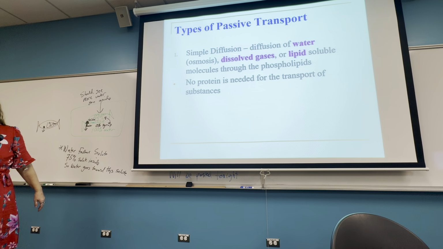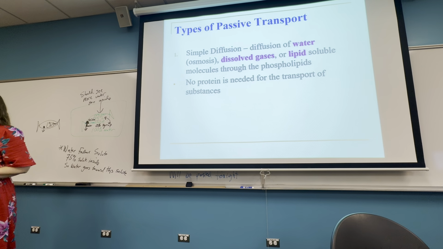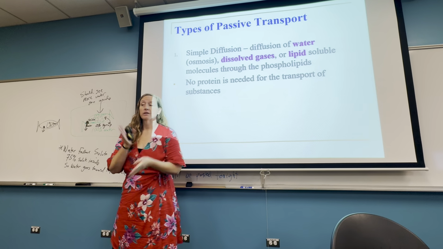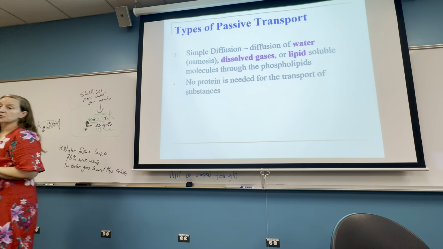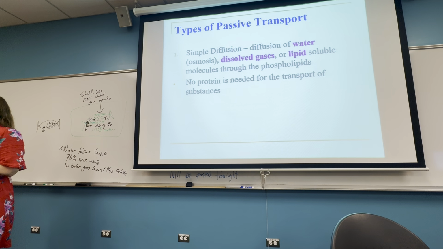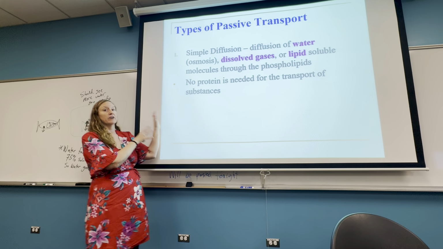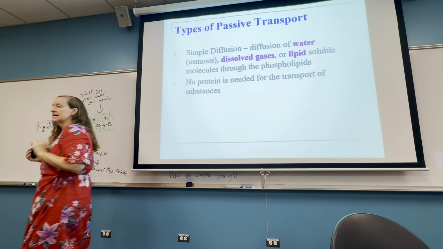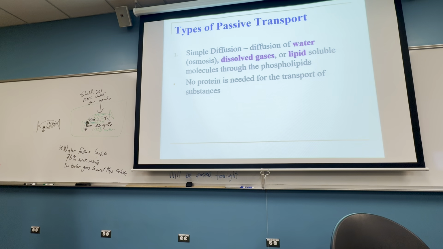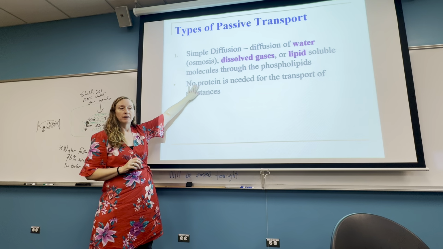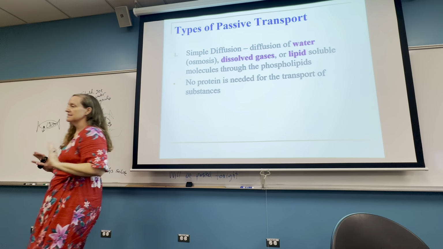All of these, when we're talking about simple diffusion, you don't need any protein. You can just get through the phospholipids, which is very unusual because most molecules or compounds are going to need the assistance of a protein. So this is very, very easy. You're very tiny, like water, carbon dioxide, oxygen, or you can dissolve into a lipid. You can just slip right through the lipid because you can dissolve into it. So you don't need any help from a protein. No help needed, no assistance.